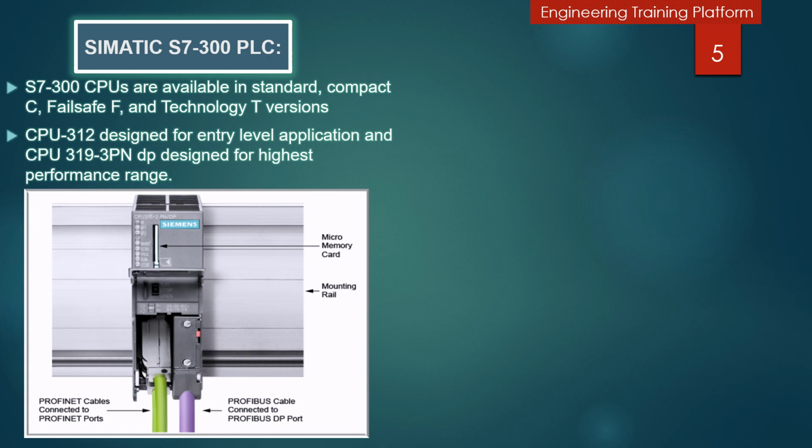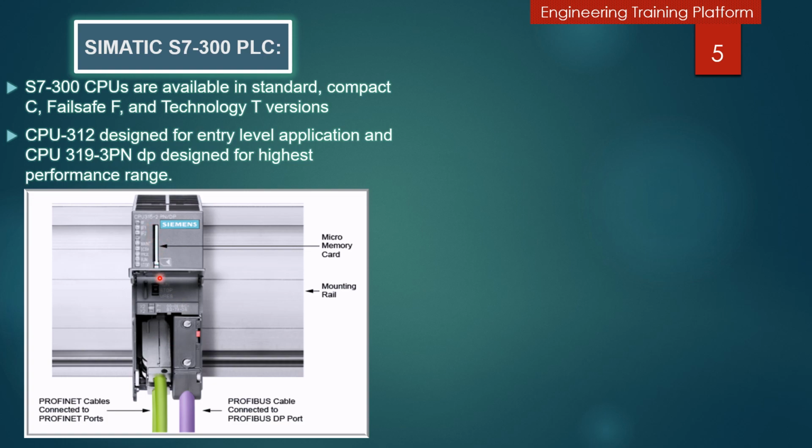Some standard CPUs, such as CPU 315-2 PN/DP shown in the picture, come with integrated Profibus and Profinet DP ports. You can see here the picture of the Simatic S7-300, and these are the ports for Profinet and Profibus. I already explained this in my previous lecture. The Profinet cable color code is green, and for Profibus the color code is purple, and these are the identifications for the Profinet and Profibus ports.